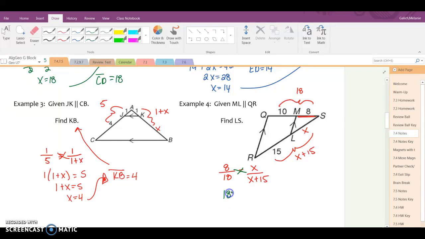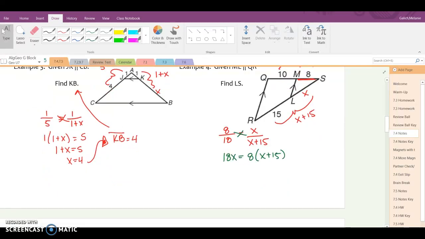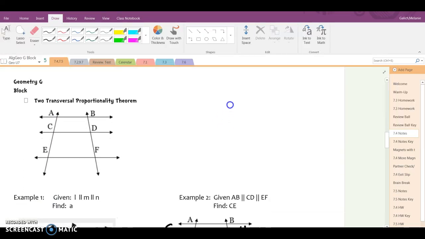So now we have 18x equals 8 times (x plus 15). So we get our 18x equals 8x plus 120. Subtract things to the other side, so subtract your 8x. So we get 10x equals 120, so x equals 12. So for us, LS equals 12. So it's all about proportions. We're all doing proportions.